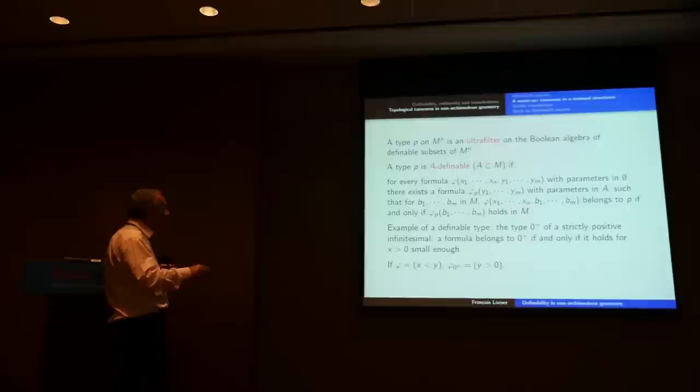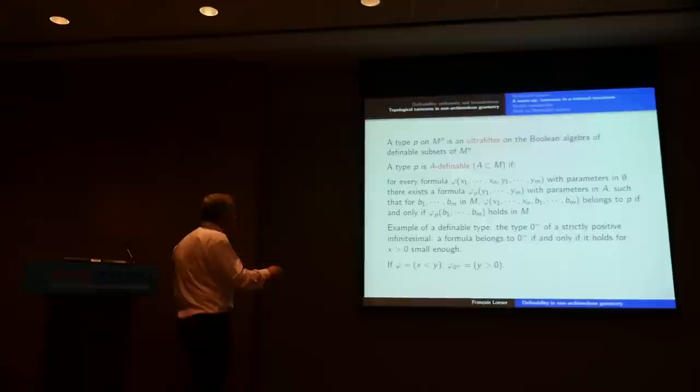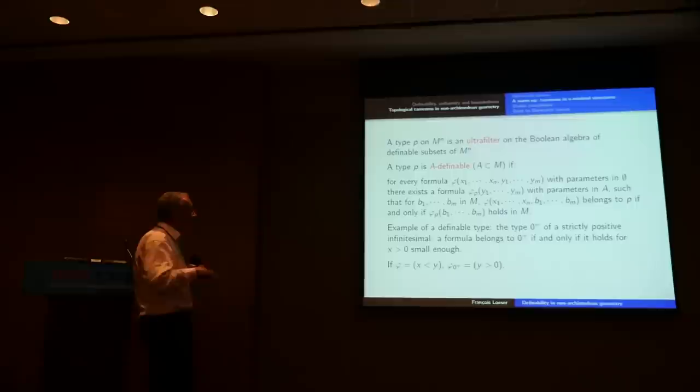This will hold if and only if, when I substitute the b_i in 5B, this holds in M. So what does that mean? I mean that I can check definably, with respect to the parameters, whether a given formula with parameters, depending on this parameter, belongs to my type.